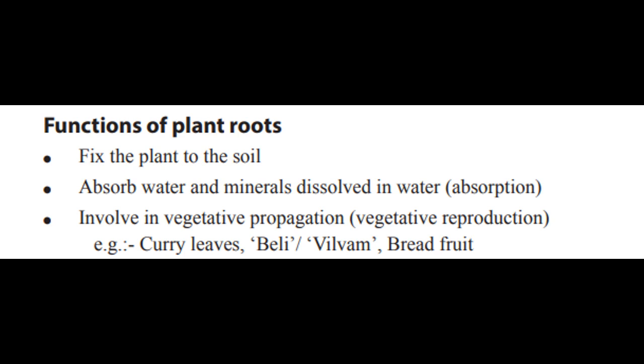So the main functions of plant roots are, number one, fix the plant to the soil. Number two, absorption of water and minerals in soil. In addition to these main functions, some plant roots can produce new plants. That is also another function. But remember, children, if you are asked to write what is the main function of plant roots, you can't write this third one because this is an additional function. This is not the main function. So in that case, you have to write either the first one or the second one. Okay, children, I hope you understand this part.